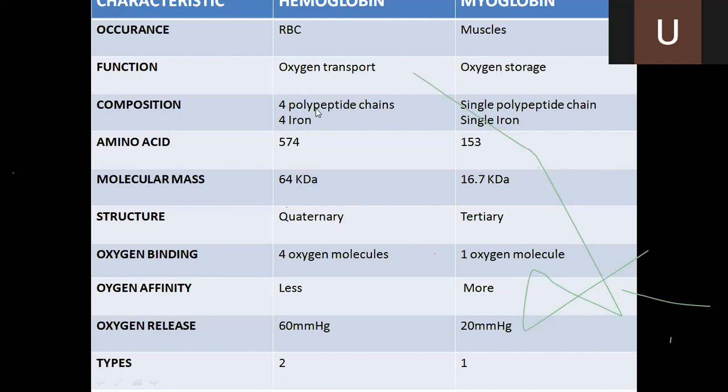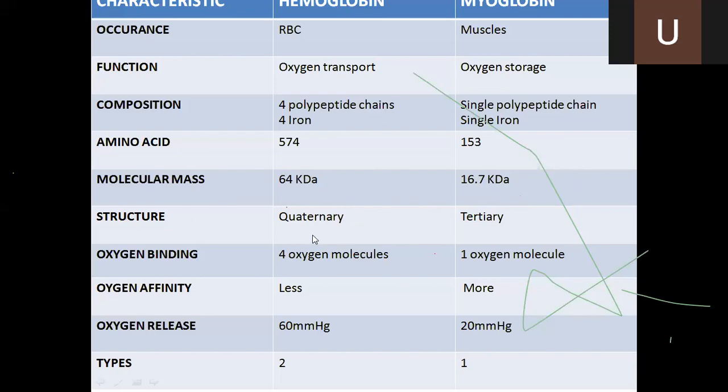Coming to the composition, hemoglobin has 4 polypeptide chains. On the other hand, myoglobin has a single polypeptide chain. Hemoglobin has 4 iron or heme groups present, while myoglobin has a single iron. The number of amino acids in hemoglobin is 574, while in myoglobin it is 153. The molecular mass is 64 kilodaltons for hemoglobin, while for myoglobin it is 16.7 kilodaltons.